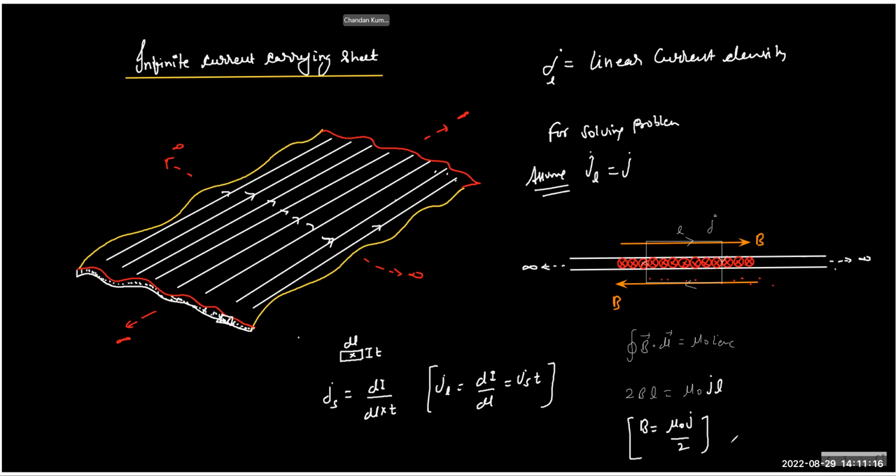So this is what you need to remember. The linear current density, it is current per unit length, and B becomes mu naught J by 2. Is this clear? Yes. So these are the various types of field that you need to know. And you will get a question like if you have multiple infinite sheets kept parallel to each other. It's a very common question.